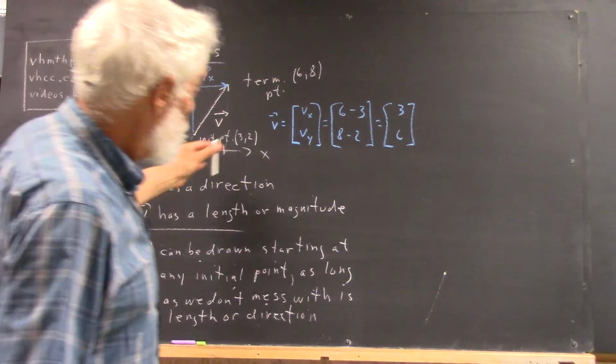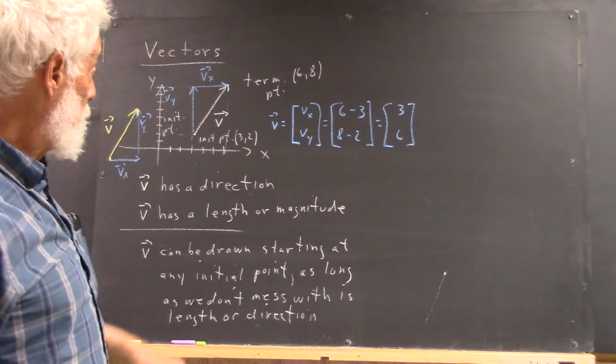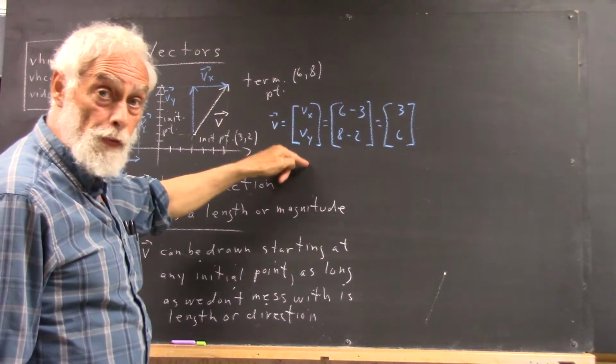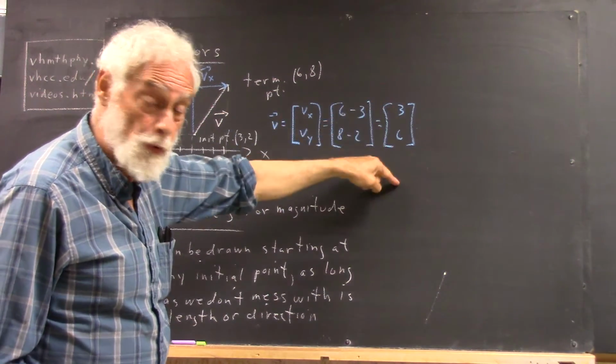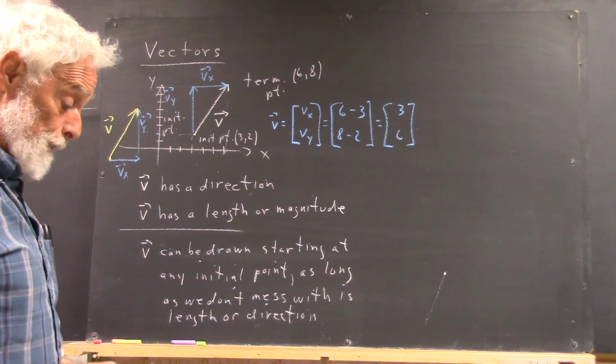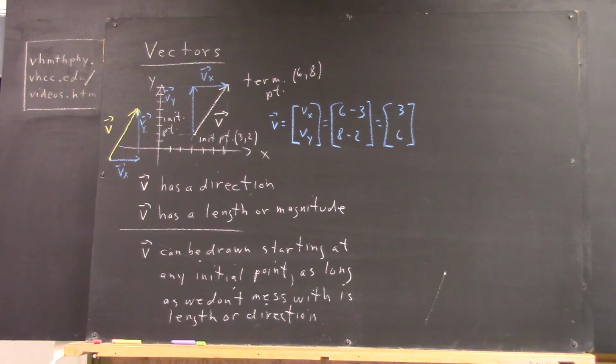Okay, so now we see a vector can have components. We call this the x component, this the y component. The x component is 3, the y component is 6. Now there's more we can do with this vector.